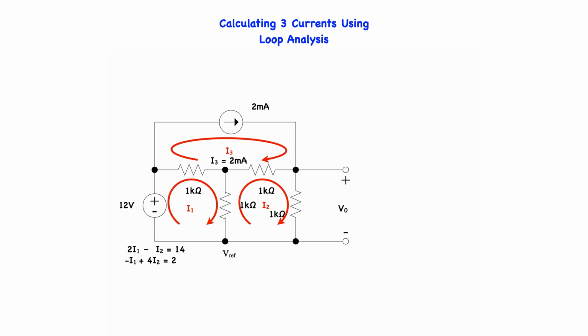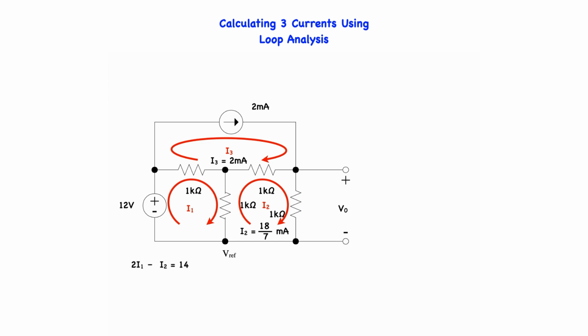Working with these two equations, I'm going to solve for I2 by first multiplying the bottom equation by 2, making it minus 2I1 plus 8I2 is equal to 4. We now add the two equations to get 7I2 is equal to 18, which we can now solve for I2. We are now 2/3 of the way there. We just have to solve for I1.